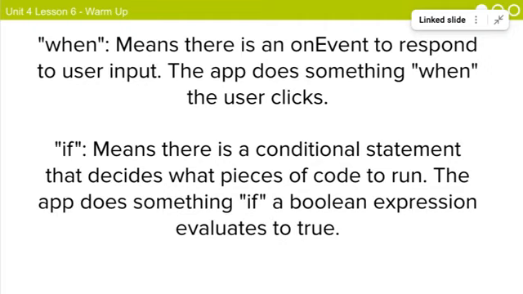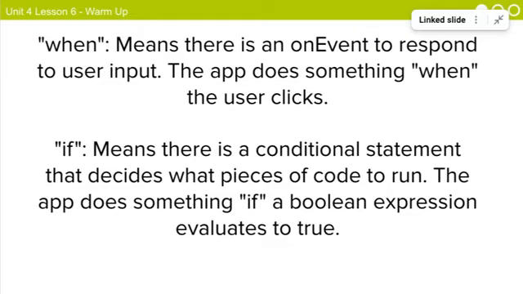When means there is an on event to respond to user input. The app does something when the user clicks. If means there is a conditional statement that decides what pieces of code to run. The app does something if a Boolean expression evaluates to true. And we'll talk more about this later, but for now, keep an eye out for the difference between when and if.